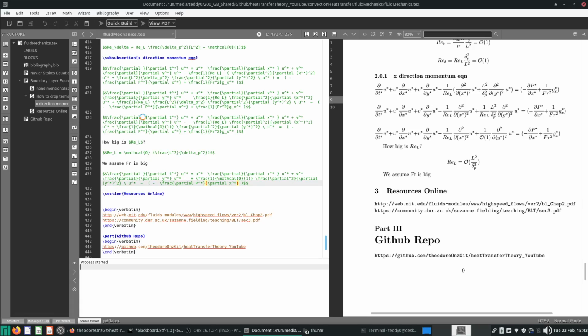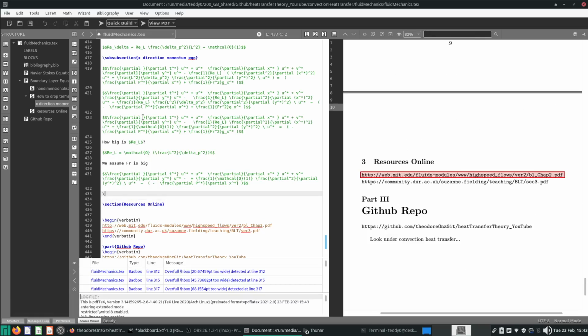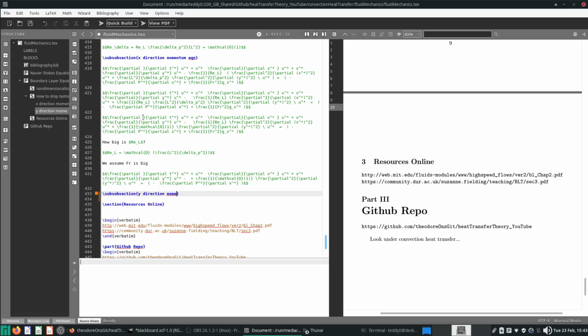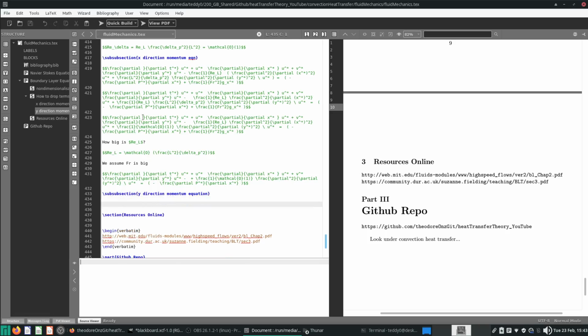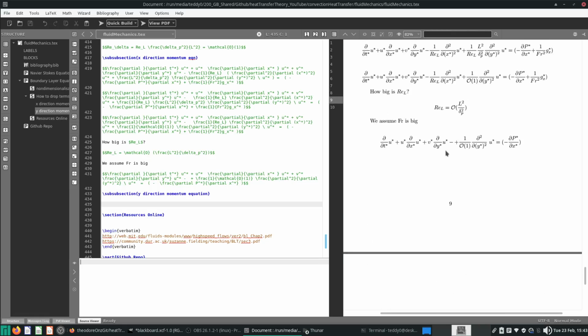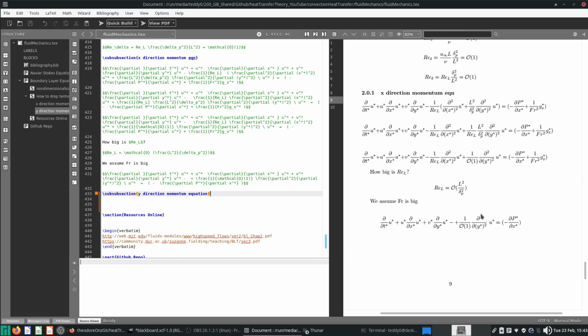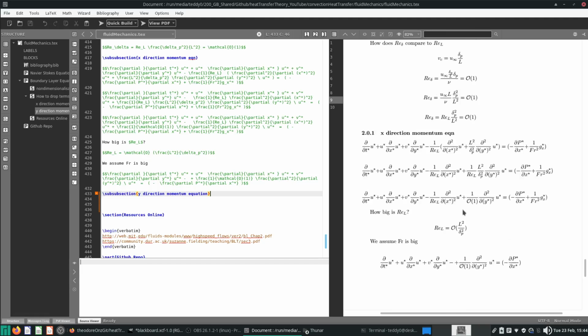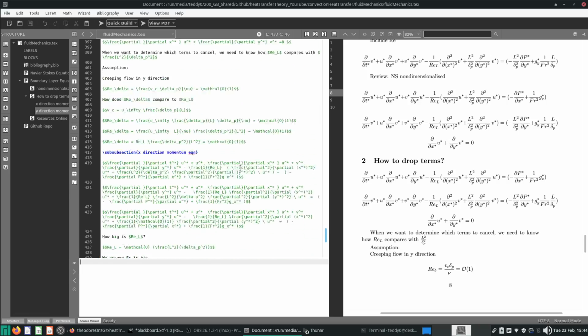Okay, so next, subsection: y direction momentum equation. Actually, this order of magnitude 1, I can just take it out. Maybe not. Yeah, I'll just leave it down there, just for reference. So this REL term disappears, the Froude number term disappears.